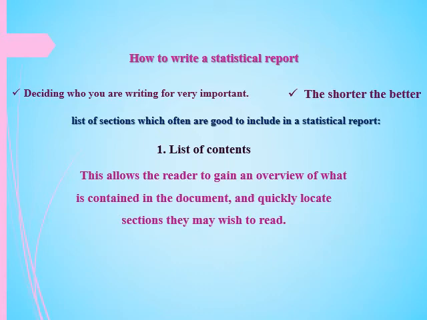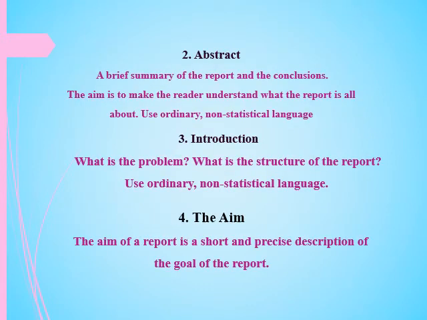Now we will list the sections which are often included in a statistical report. The first is the list of contents. This list allows the reader to gain an overview of what is contained in the document and to quickly locate the sections they may wish to read. Just look at the list of contents and make a quick decision about what to read.